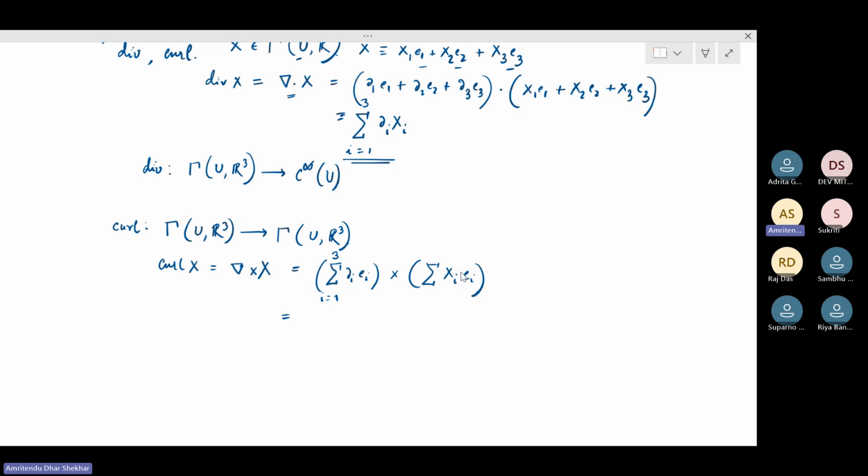Right. So this basically turns out to be equal to del one x1, e1 cross e2 plus, sorry, it's actually del one x2. Sorry, del one x2 plus del two x1, e2 cross e.